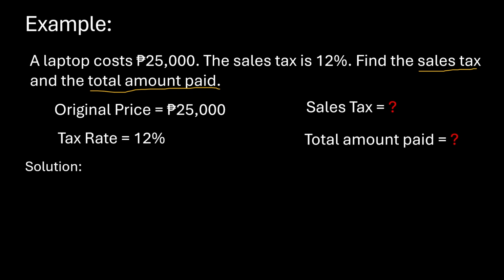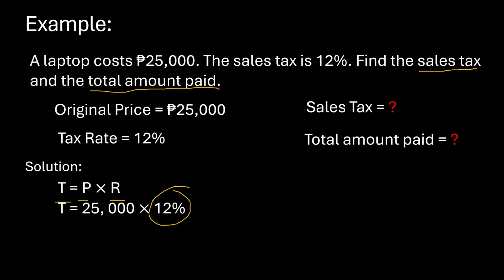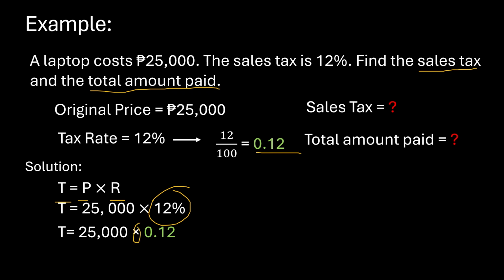Since we're looking for the sales tax first, let's use the formula. Sales tax equals original price times sales tax rate. Now substitute the values. Sales tax equals 25,000 times 12%. Can we multiply immediately? Not yet. Remember, we should first convert the percentage into a decimal. 12% becomes 0.12. Now let's multiply. 25,000 times 0.12 equals 3,000. Therefore, the sales tax is 3,000 pesos.